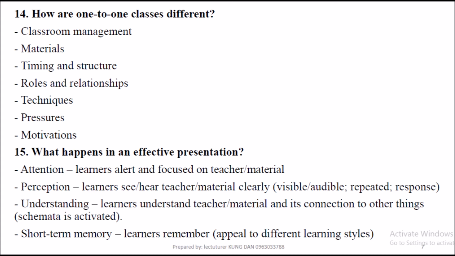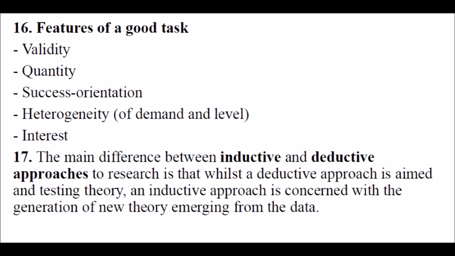15. What happens in an effective presentation? Attention. Learners alert and focused on teacher/material. Perception. Learners see/hear teacher/material clearly, visible/audible. Repeated response. Understanding. Learners understand teacher/material and its connection to other things. Schemata is activated. Short-term memory. Learners remember, appeal to different learning styles. 16. Features of a good task: validity, quantity, success orientation, heterogeneity of demand and level, interest.